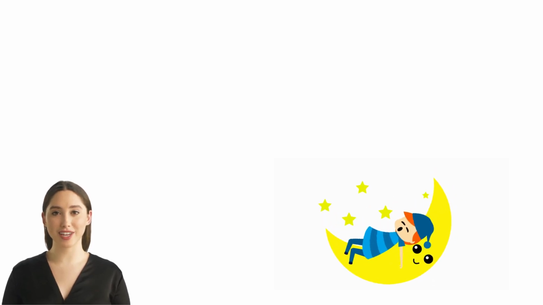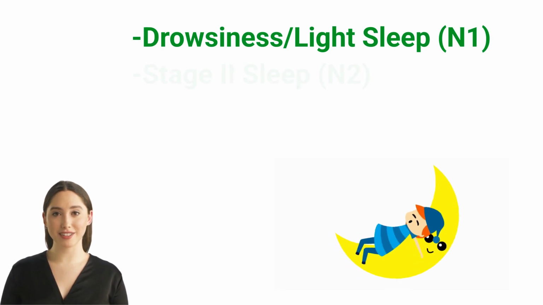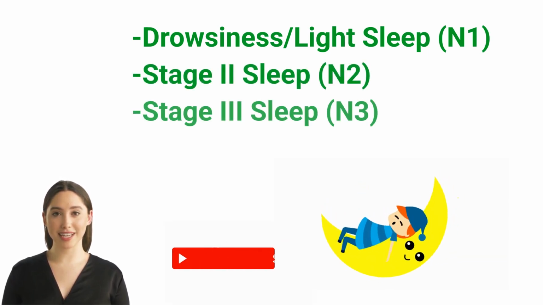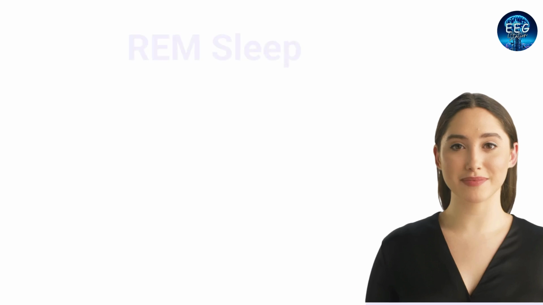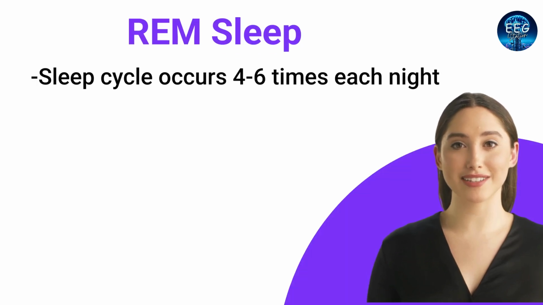The entire sleep cycle is composed of the following stages: drowsiness, light sleep, N1, stage 2 sleep, N2, slow wave sleep, N3, and REM sleep. The cycle occurs 4 to 6 times each night.